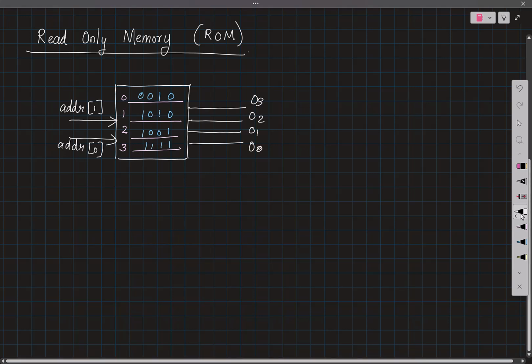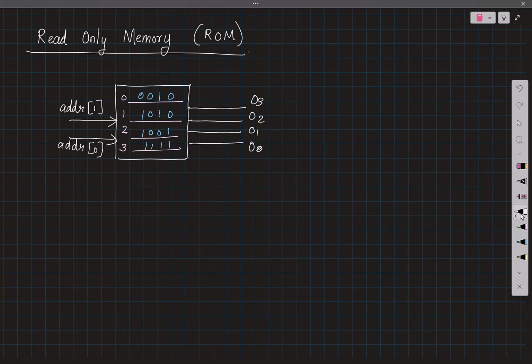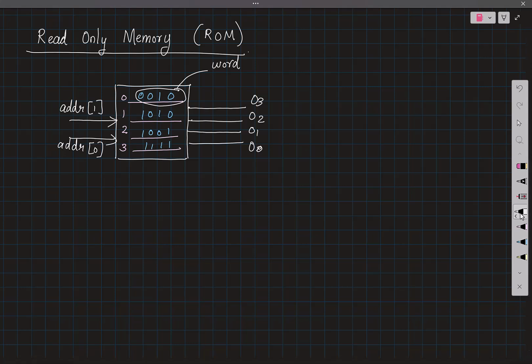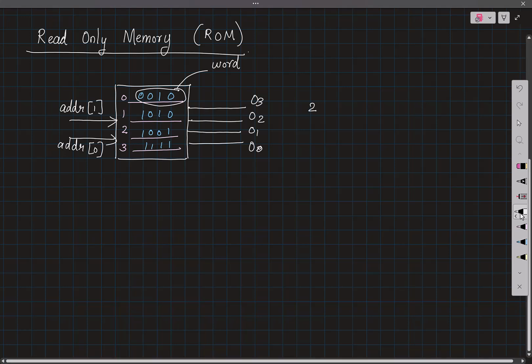Right? So in particular, we say that at every address location, you have a word being stored. A collection of bits is called a word. And this particular memory that I have sketched has how many words? It has 4 words where each word has 4 bits. So we say that this is a ROM that has 2 power 2 locations and a 4-bit output. So you can represent this as a 2 power 2 cross 4 ROM.